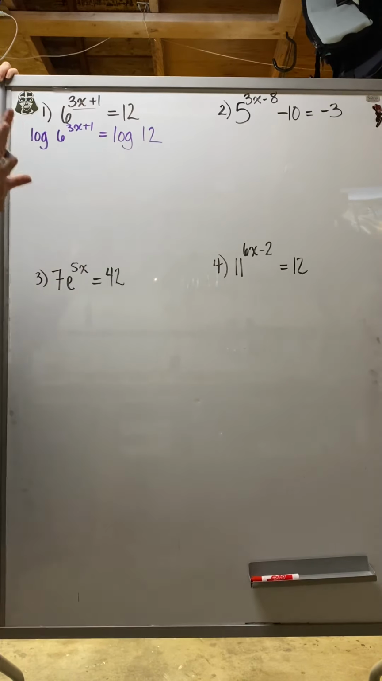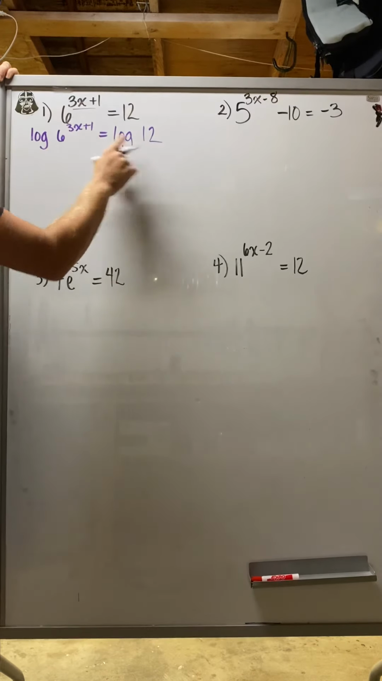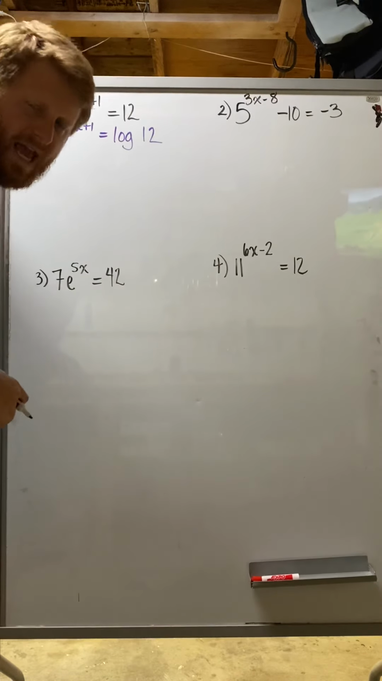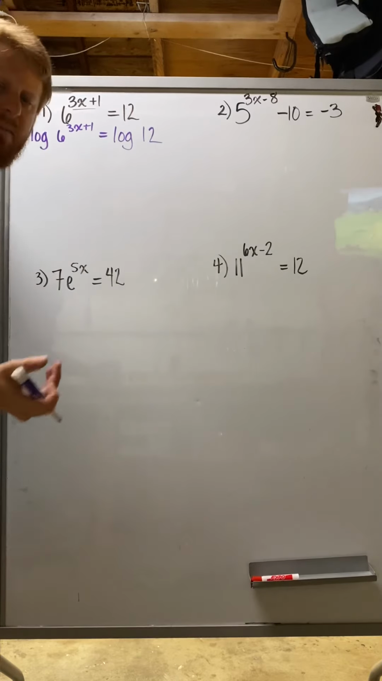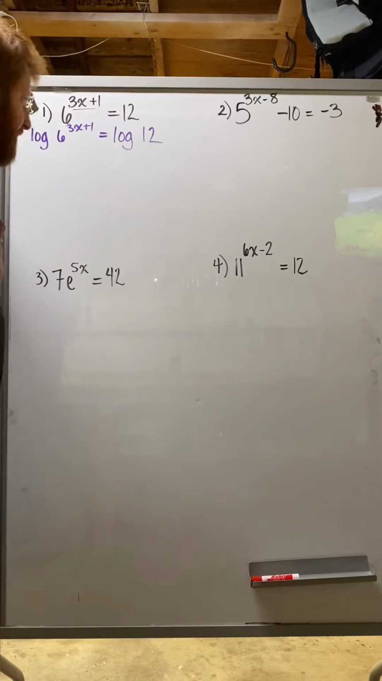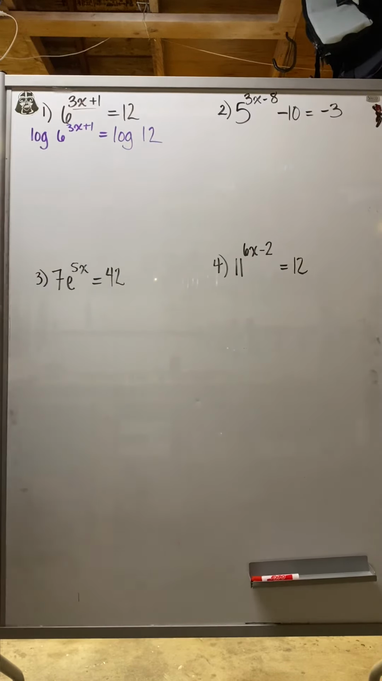Now, what base in my log am I using here? I don't see one. I'm using a base of 10, because that's all my calculator can do anyways. Okay? So that was step 2. Step 3. Now we're going to apply the properties of log.